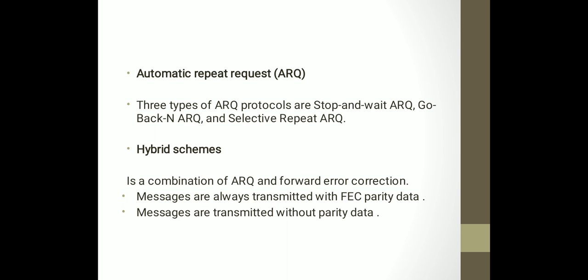The next one is the hybrid schemes. It is a combination of automatic repeat request and the forward error correction technique. First, the message is always transmitted with the FEC parity data. If the receiver finds it difficult to decode the message using the parity information, they request a retransmission using automatic repeat request. Second, the messages are transmitted without parity data. If the receiver detects an error, it requests FEC information from the transmitter using automatic repeat request. It is used to reconstruct the original message.